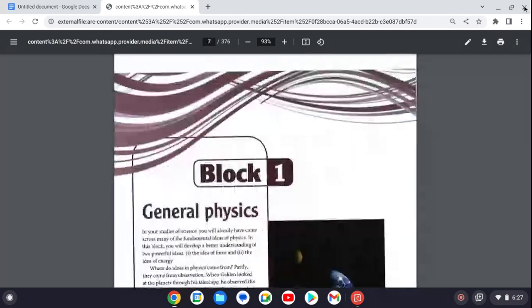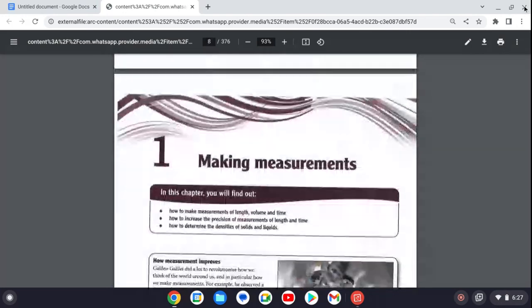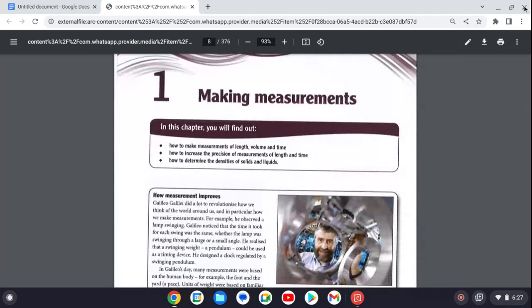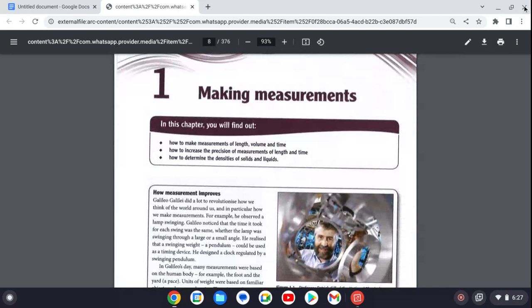Do you know that, guys? Physics is the mother of all other sciences subjects, and physics is full of physical quantities. Physical quantities have their units, physical quantities have their measurements. We have to make a measurement of the physical quantities. So about all the quantities we will learn in this chapter.